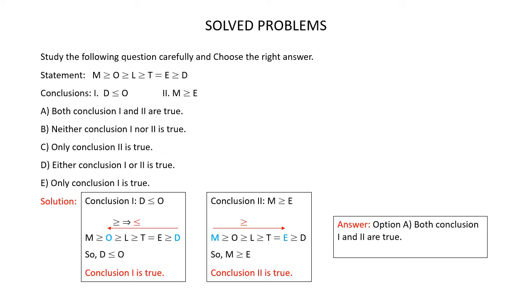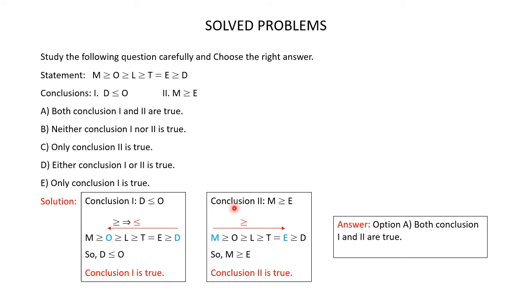Now, among these symbols, priority is given to the symbol greater than or equal to. But since we are moving backwards, the greater than or equal to symbol flips to become less than or equal to. So now the definite conclusion is D is less than or equal to O, which is also the conclusion 1. So conclusion 1 is true.